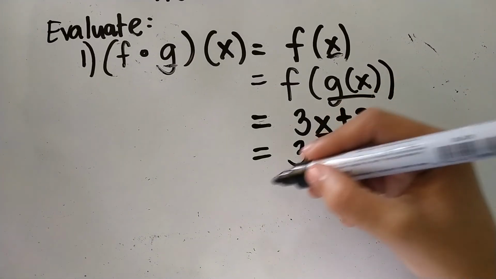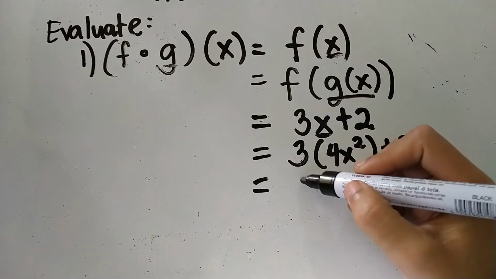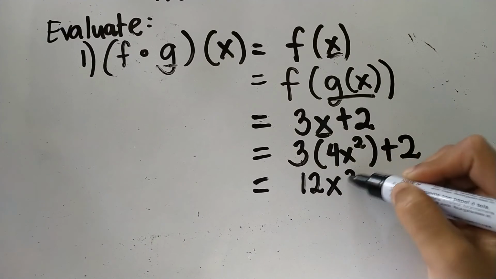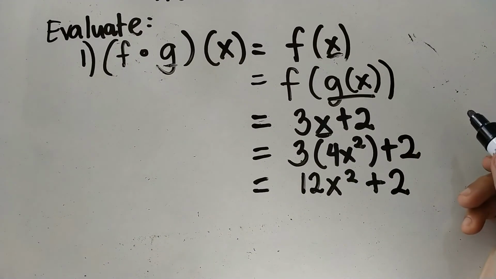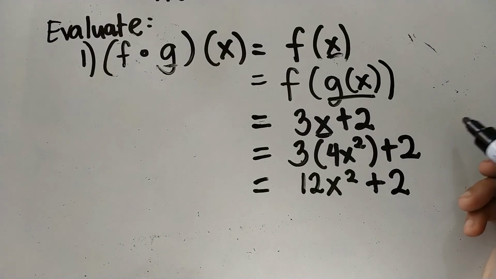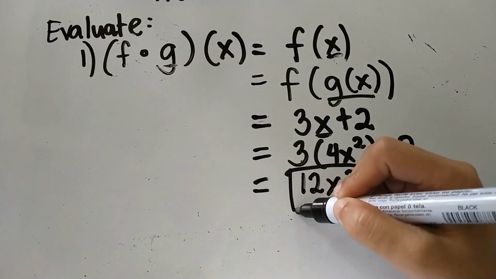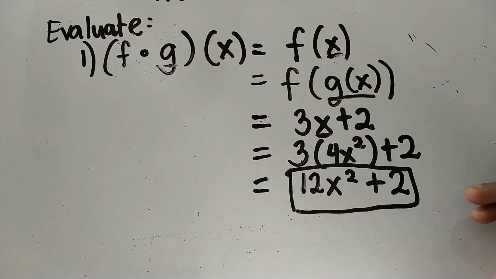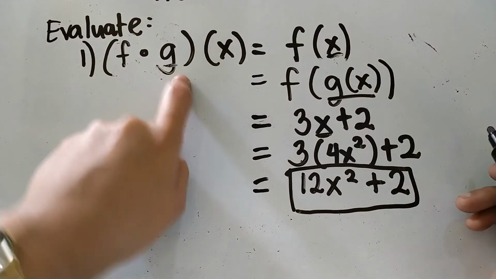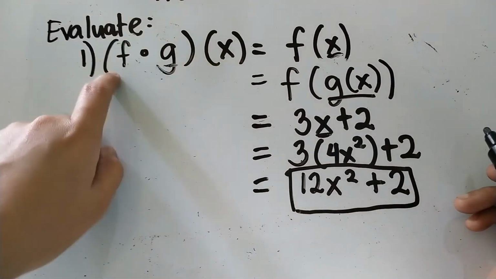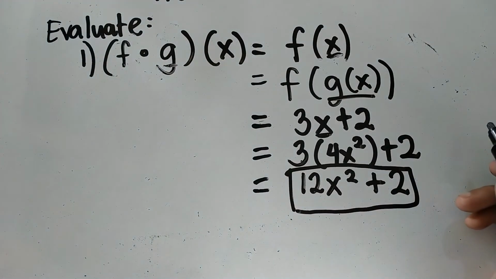So, let's solve. 3 times 4, it's 12. X squared plus 2. Do you think we have an answer? Yes. This is the answer already. 12x squared plus 2. Napakadali. Simply, ang gagawin natin, kung ano yung nasa loob, siya yung ating kukunin para ipalit sa value ng nasa labas, which is f of x. Bigyan pa tayo ng example para mas maunawaan natin.